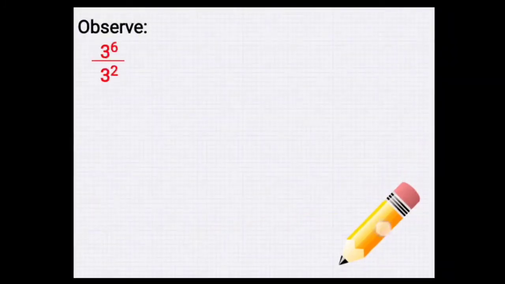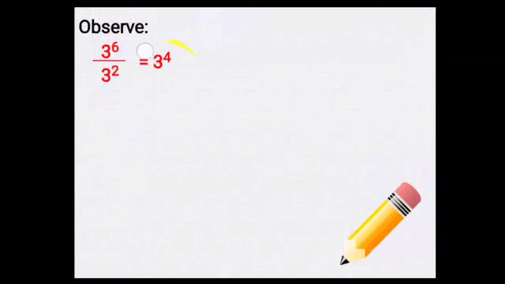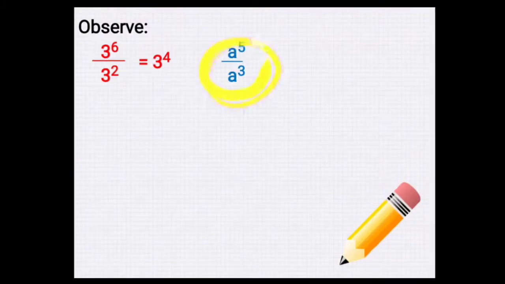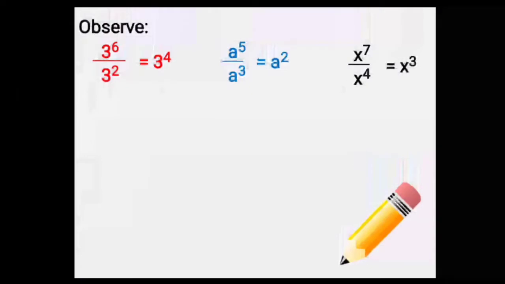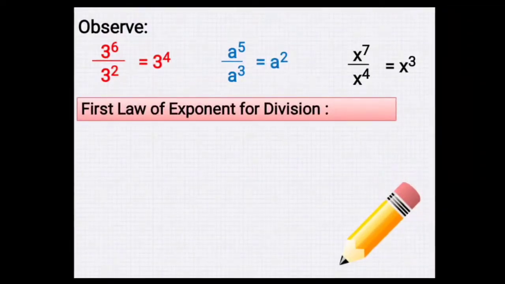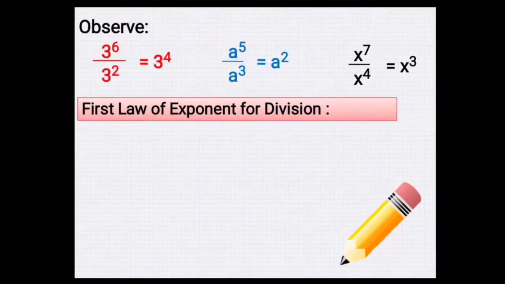So let us observe the following. 3 to the 6th power divided by 3 squared is equal to 3 to the 4th power. A to the 5th power divided by a cubed is equal to a squared. X to the 7th power divided by x to the 4th power is equal to x cubed. Now, what have you noticed on these expressions? The expressions above apply the first law of exponent for division.